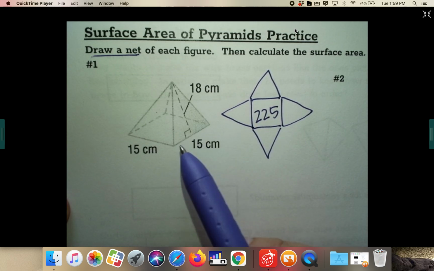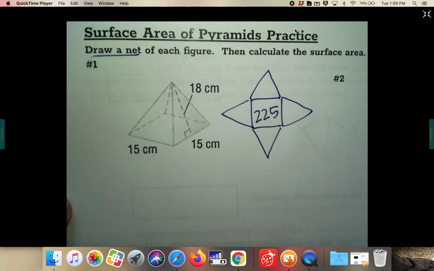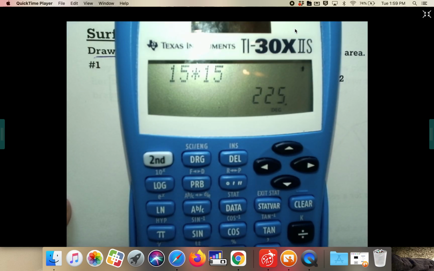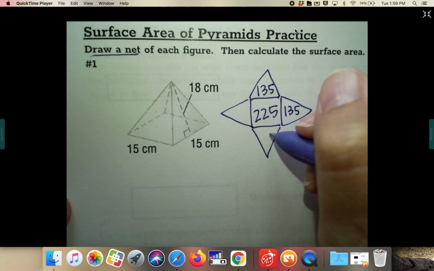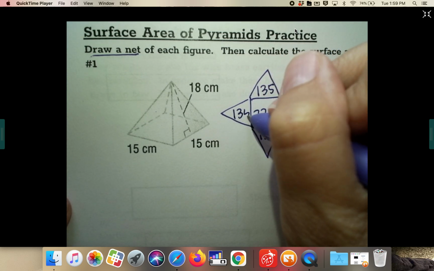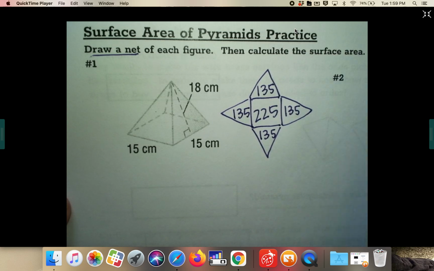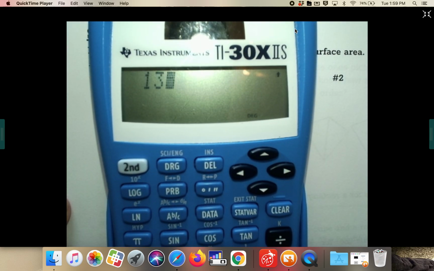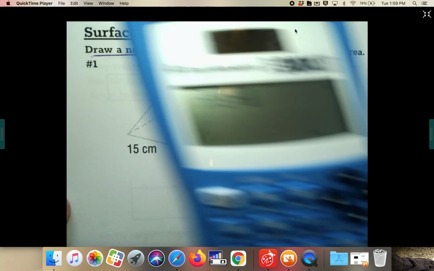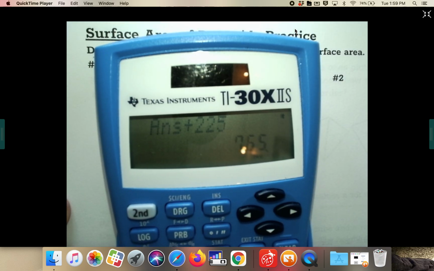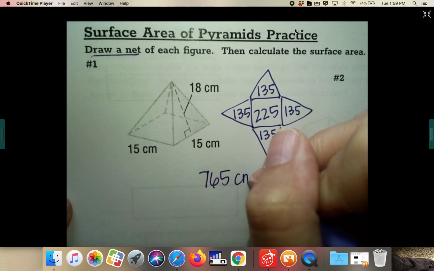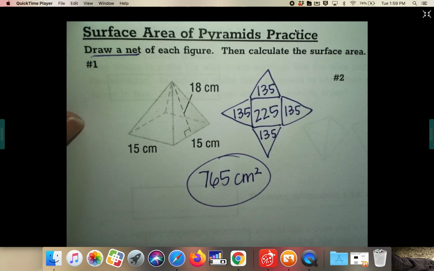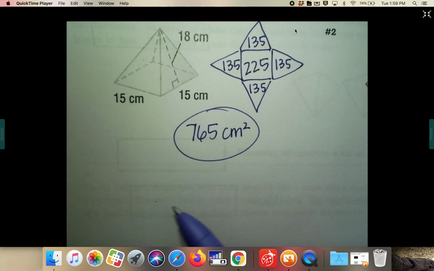And then to get a triangle, you do base times height divided by 2. So 15 times 18 divided by 2 is 135. So each of these should have been 135. I know I'm probably going way too fast, but again, you should have already learned this lesson, and this right now should just be a check on homework. So then we're going to add them all up. 135 times 4 plus our base, which was 225, gives me a grand total of 765 square centimeters.